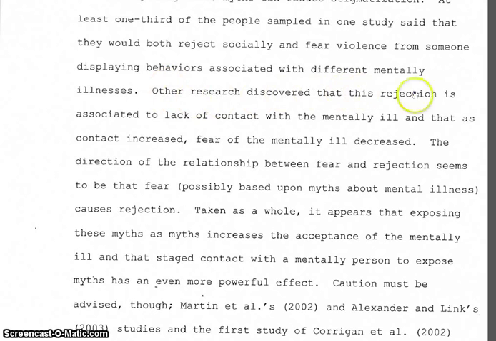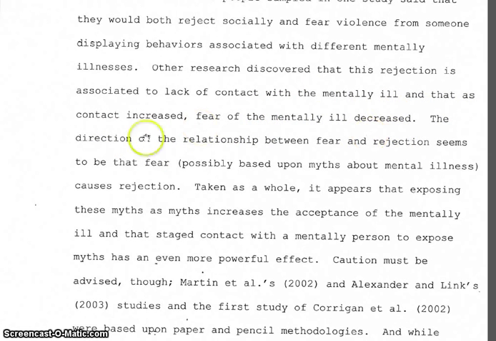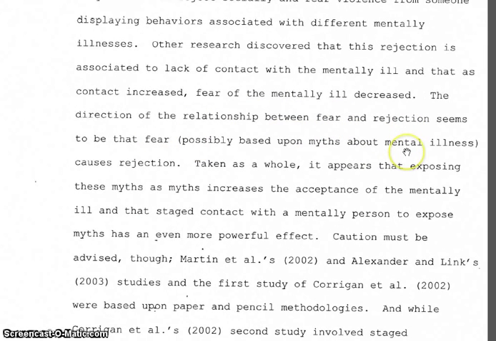All right, so other research discovered that this rejection is associated to, rather, it should be associated with, lack of contact with the mentally ill, and that as contact increased, fear of the mentally ill decreased. Okay. The direction of the relationship between fear and rejection seems to be that fear, possibly based upon myths about mental illness, causes rejection. So one thing that is good about this is that she is including this qualifier, possibly, so she's not trying to say that for sure myths about mental illness lead to this relationship.